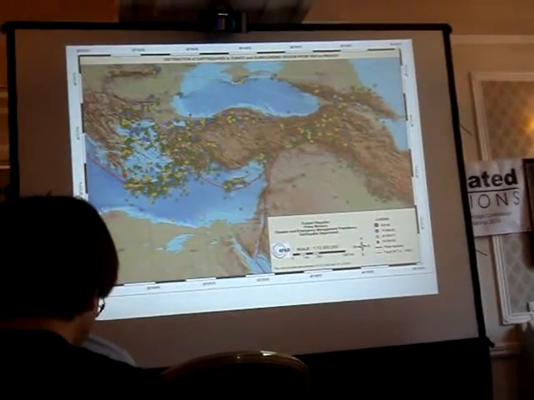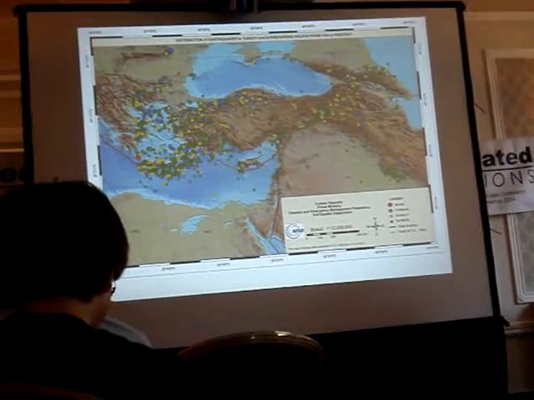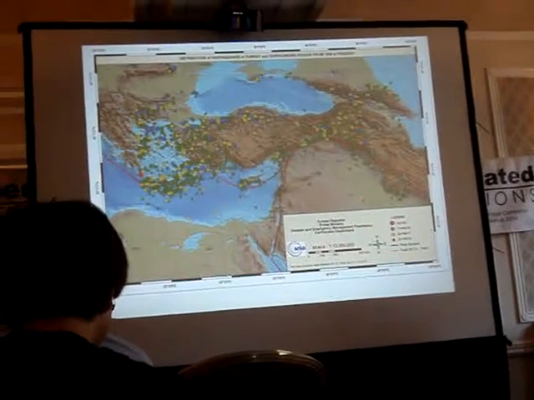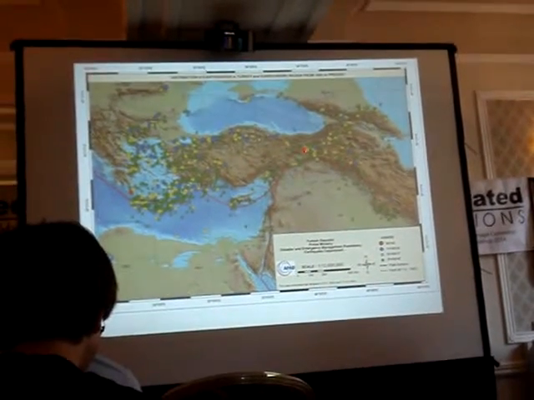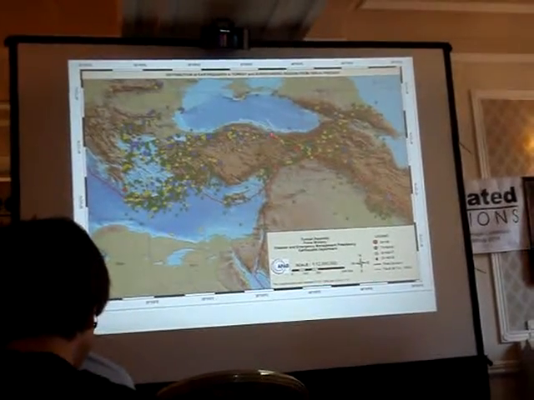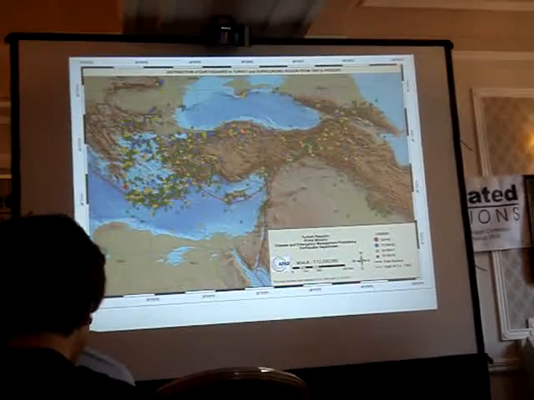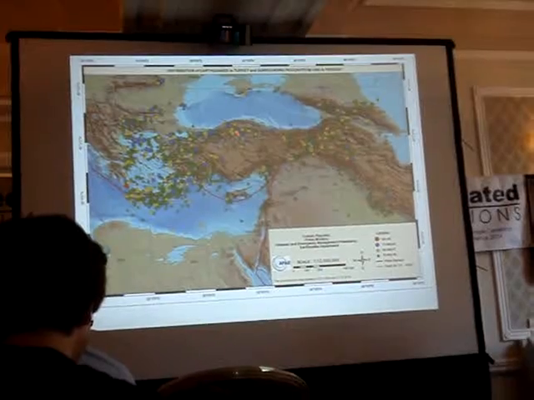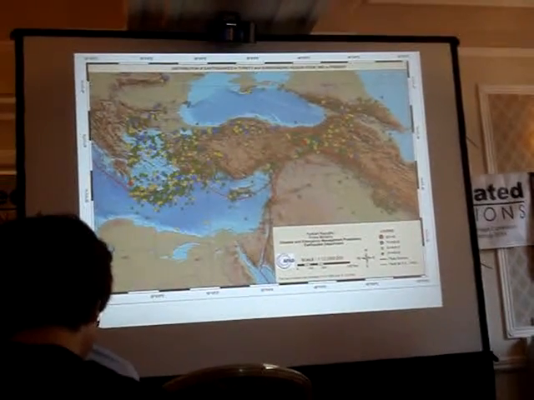These are the earthquakes in the last century. In 100 years, red ones are moment magnitude above 8. Blues are above 7. Yellow ones are above 6 magnitude, and green ones are above 5 magnitude.